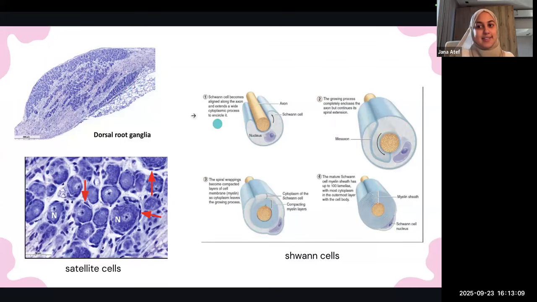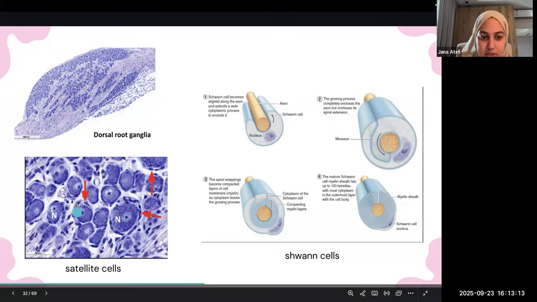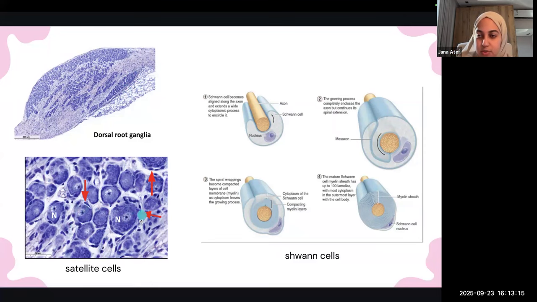You're gonna say satellite cells. Exactly. Okay, perfect. This is how they look. Again, just another picture. They're right here, right here. Okay. This is another schematic of Schwann cells and how they wrap around it.